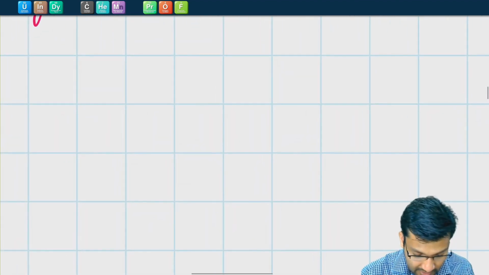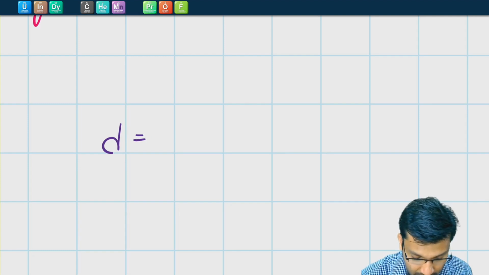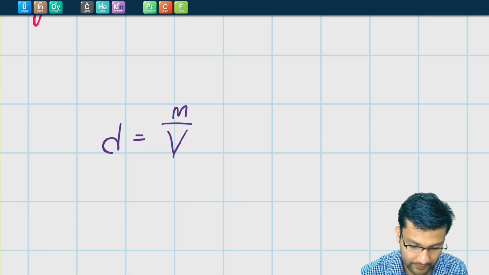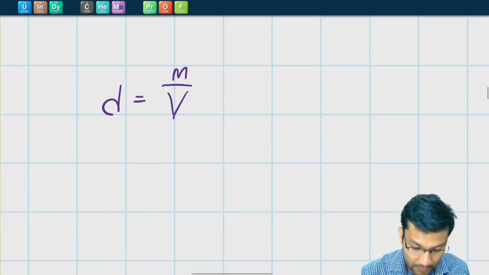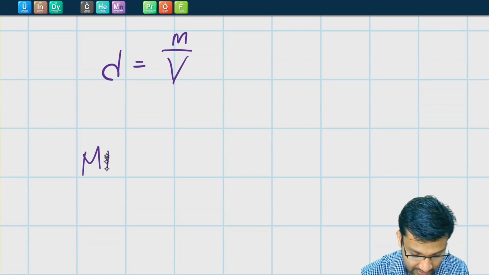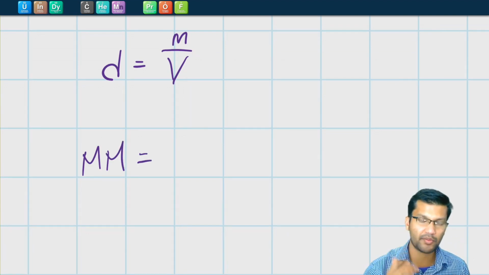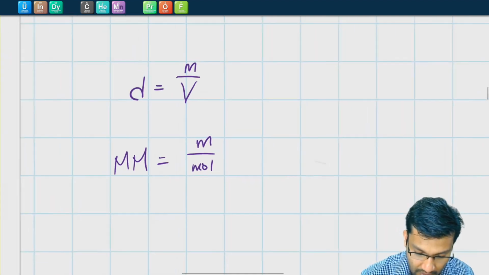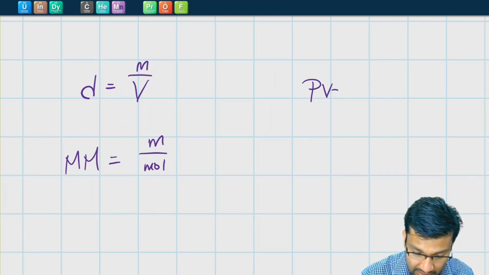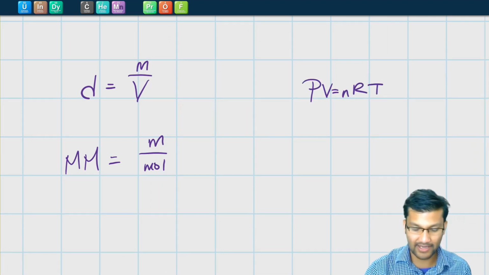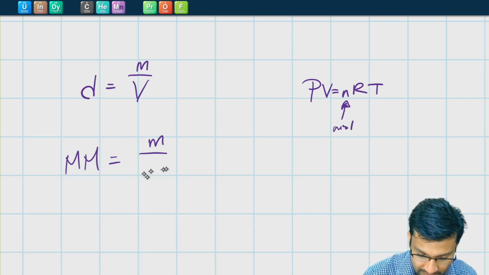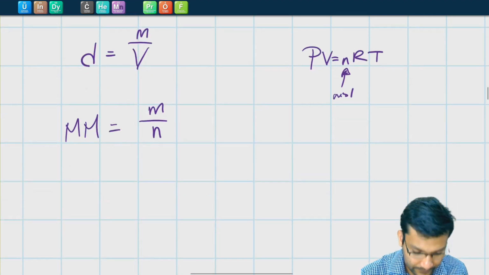Let's look at density first, which we will symbolize as lowercase d. We know that density is mass over volume, so m and big V. For molar mass, we know that molar mass is grams per mole, or mass over number of moles, mol. Now, in the PV equals nRT equation, which is our ideal gas law equation, n is the symbol for number of moles, so we'll just keep little n there.